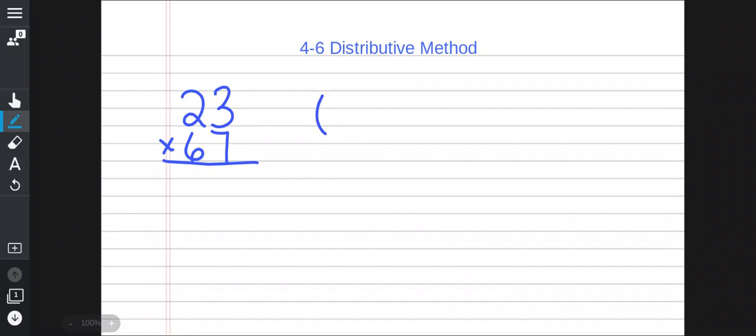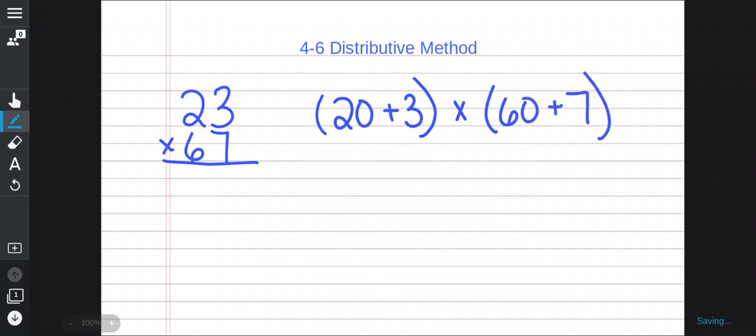All right, so the distributive method or distributive property that we're going to be using involves breaking these numbers into expanded form and multiplying each piece of the number. So we're going to start with number 23, and we're going to break that up into expanded form. So 23 in expanded form is 20 plus 3, and I'm going to put that in parentheses to group it together. And then what am I doing with that 23? I'm multiplying it by 67. But I'm going to break up the 67 into expanded form. So we have 60 plus 7.